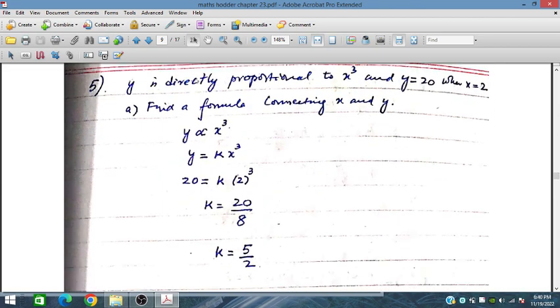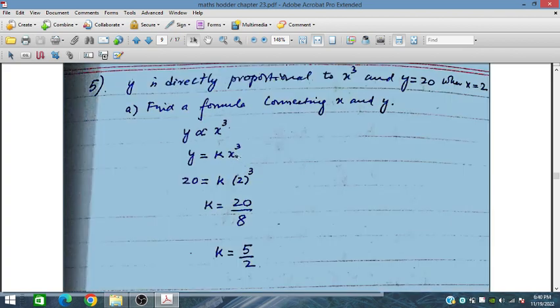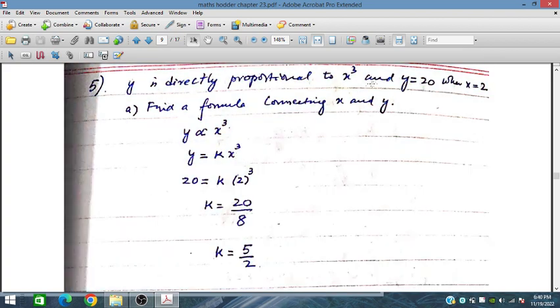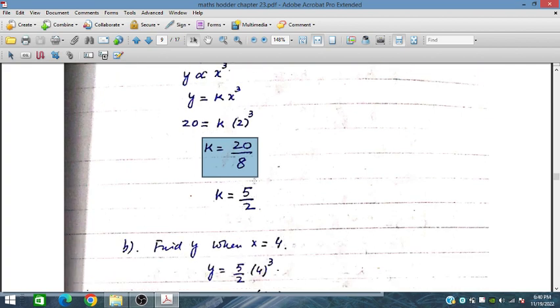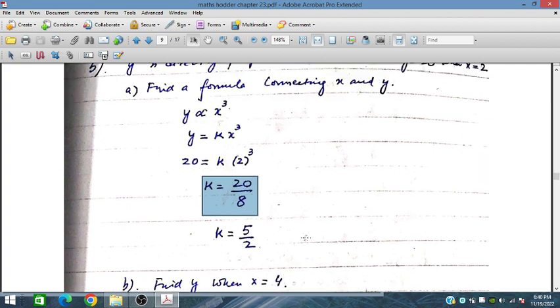Now solve this one. y is directly proportional to x cube, this information is used here. So y is equal to k x cube, so y is given 20, x is given 2. So for 2 cubed, this y is equal to 20. From this we have obtained the relationship, and on further simplification k is equal to 5 upon 2. So y is equal to 5 upon 2 x cube.